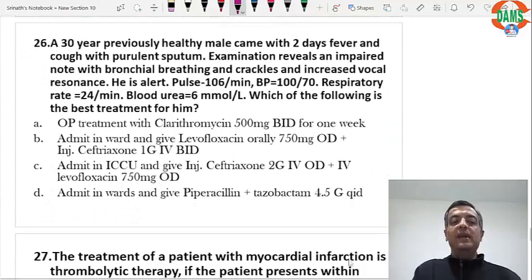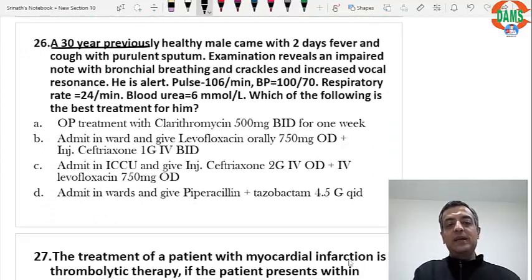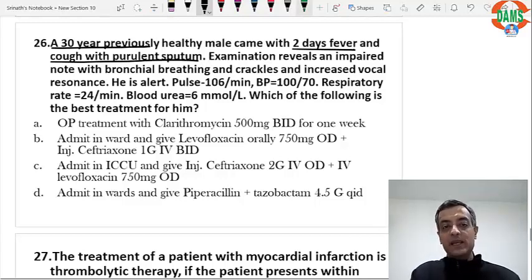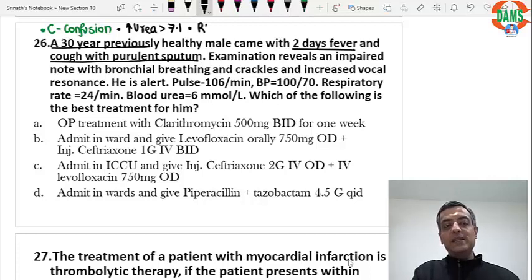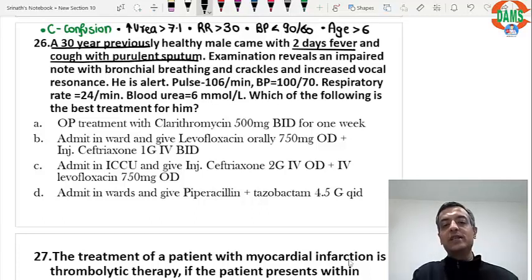Question 26. A 30-year-old male presents with a 2-day history of fever along with cough and expectoration. The patient is having pneumonia, so we calculate CURB-65. Look for the CURB-65 criteria. C stands for confusion. Elevated urea level more than 7.1. Presence of respiratory rate more than 30. Presence of blood pressure less than 90/60. And presence of age more than 65.